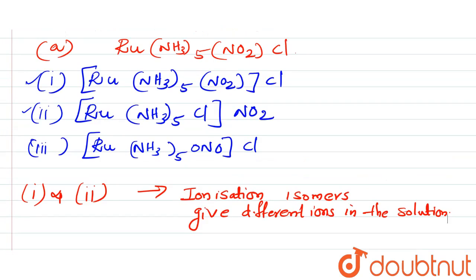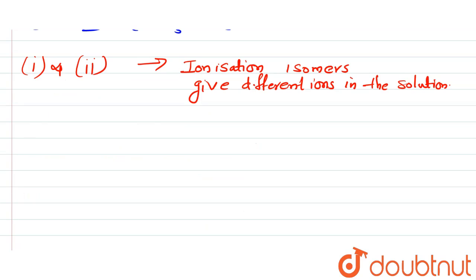And here in the first and second compounds, there is an exchange of group between inside and outside the coordination sphere. In the first compound NO2 is inside the sphere and Cl outside, and in the second, Cl is inside the coordination sphere but NO2 is outside. So these are examples of ionization isomers. Okay, and the first one and the third one are examples for linkage isomers.